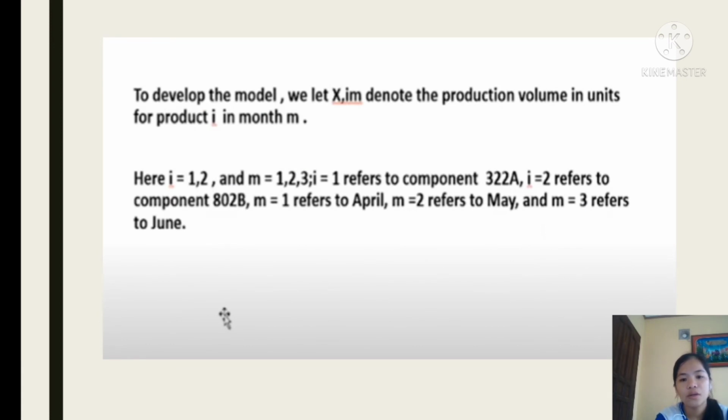To develop the model, we let x sub im denote the production volume in units for product i in month m. Here, i equals 1, 2 and m equals 1 to 3. i equals 1 refers to component 322A, i equals 2 refers to component 802B, m equals 1 refers to April, m equals 2 refers to May, and m equals 3 refers to June.